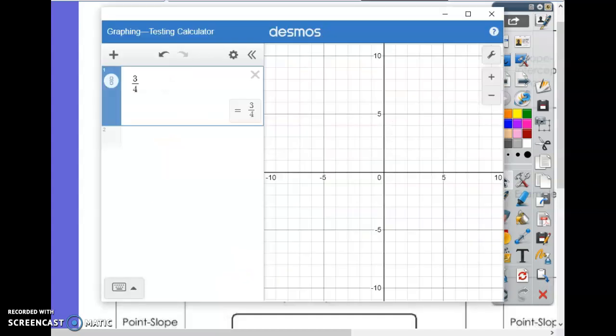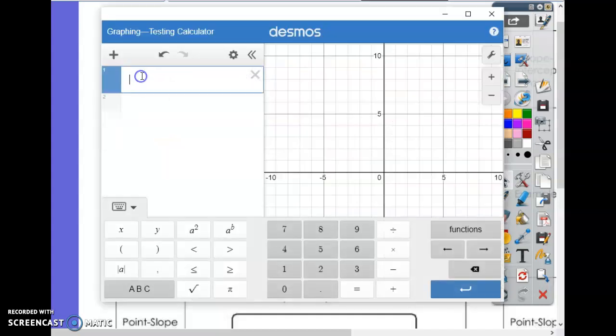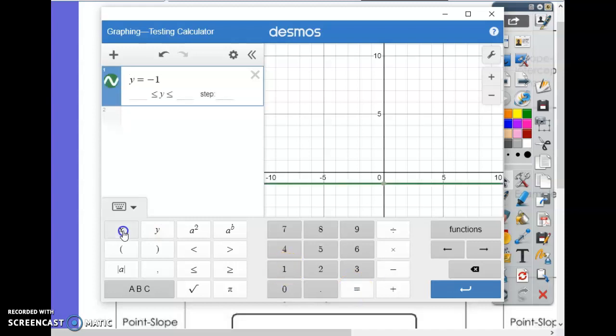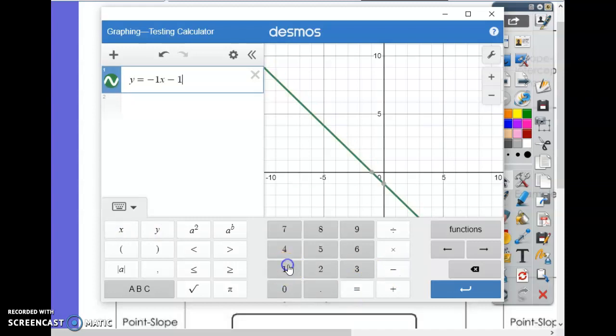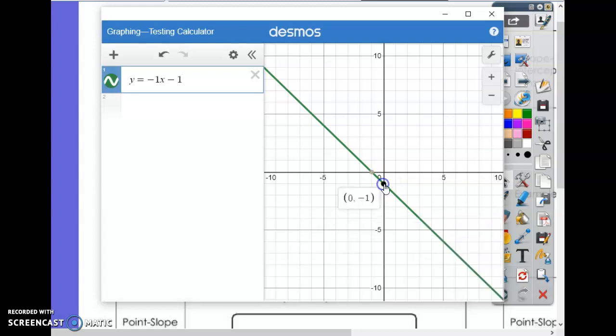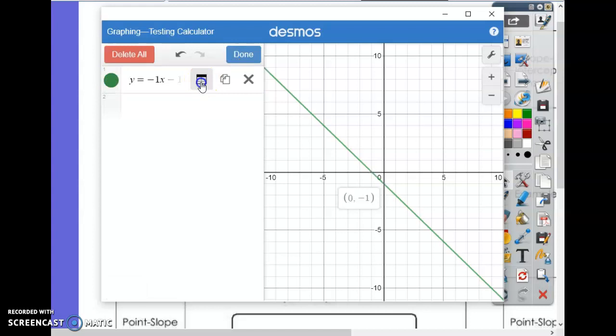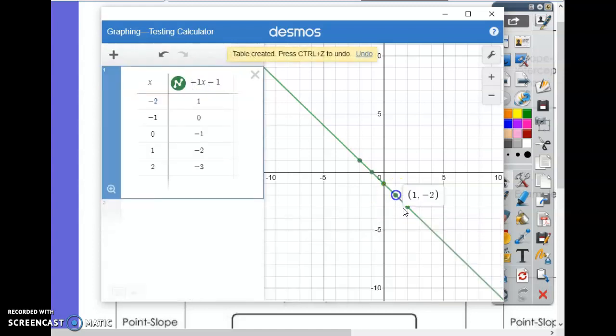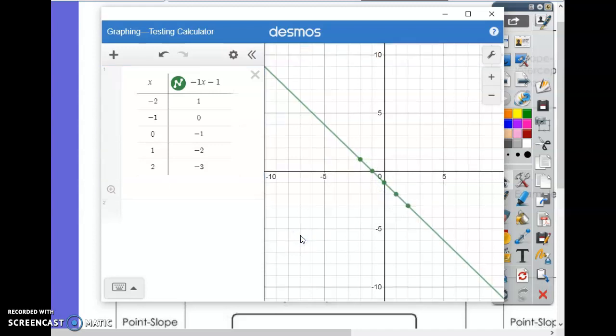So let's go type it. Y equals -1x minus 1. Here's my y-intercept, right? And if I add a table, it adds more points. Those are the points that I had. That's the same. Es lo mismo.